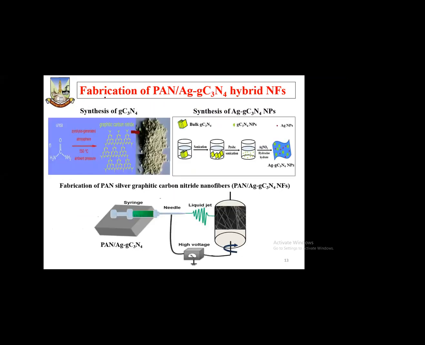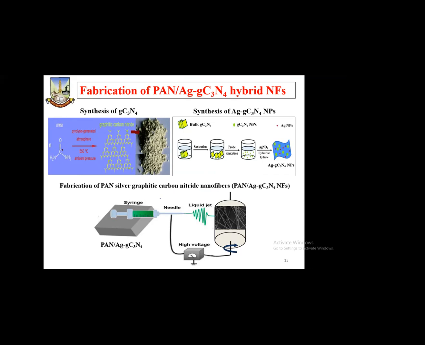Okay, next. Fabrication of PAN AGG C3N4 hybrid nanofibers. This is polyacrylonitrile silver graphitic carbon nitride nanofiber. GC3N4 is nothing but graphitic carbon nitride nanoparticles. Silver nanoparticles are decorated over it, and then the decoration of AGG C3N4 over PAN nanofiber. So how do we synthesize this? Synthesis of graphitic carbon nitride.